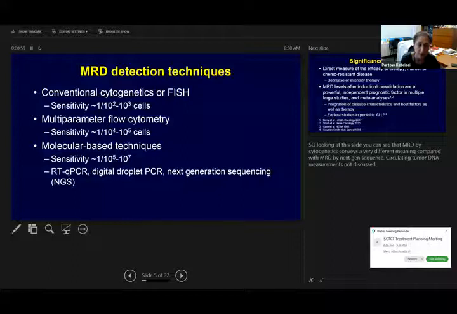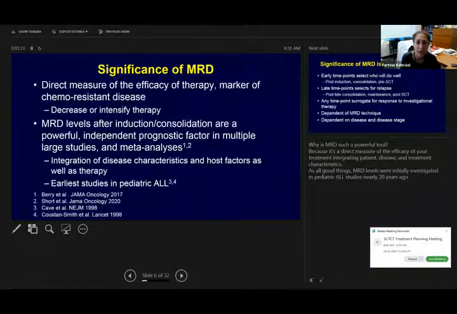And again, these various techniques have been previously reviewed, but conventional cytogenetics, which we used 10, 15 years ago, had a sensitivity of just 1 in 100 cells. And now we're using techniques that routinely are giving us sensitivity of 1 in 10 to the 7th. So again, underscoring the importance of this very powerful tool that we have now at our disposal.